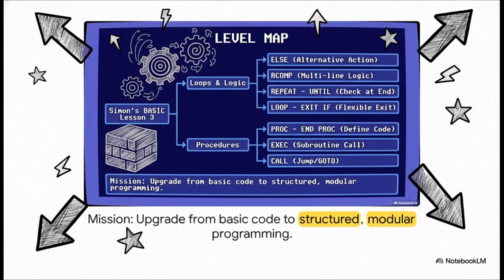And here is our mission briefing for today's session. This is our level map. We've got two main paths to explore. First, we are going to upgrade our loops and logic, mastering commands that give us way more control. Then we'll tackle procedures, the real key to truly modular, reusable code. Our mission? To transform our programming skills from basic to structured.